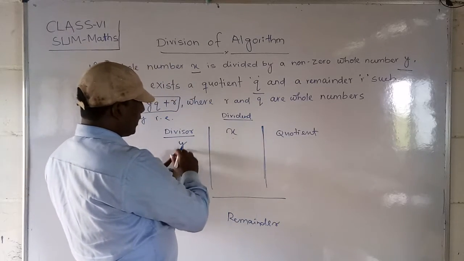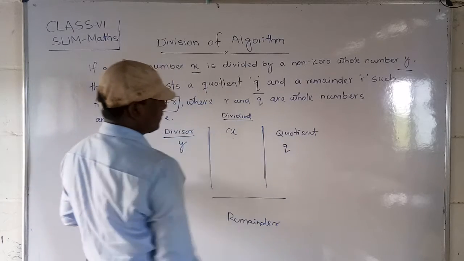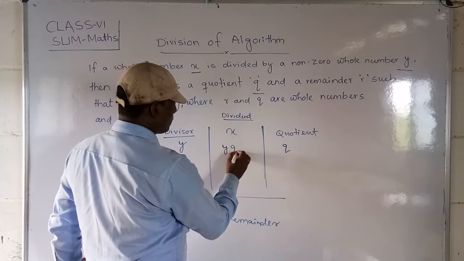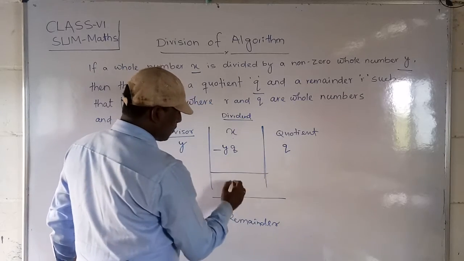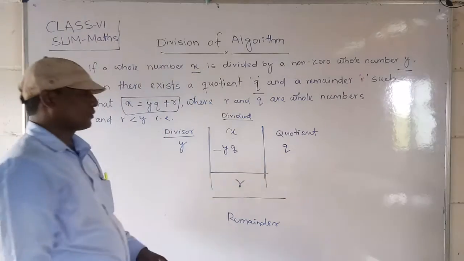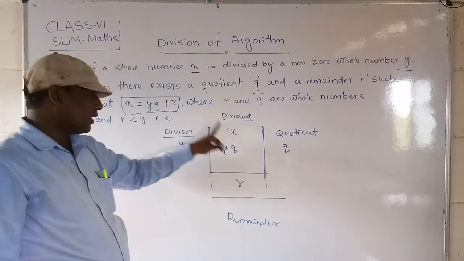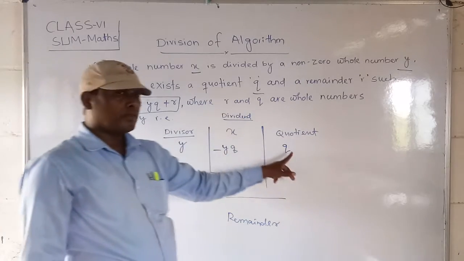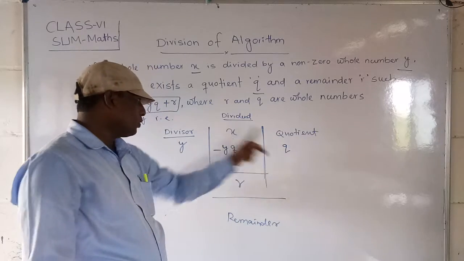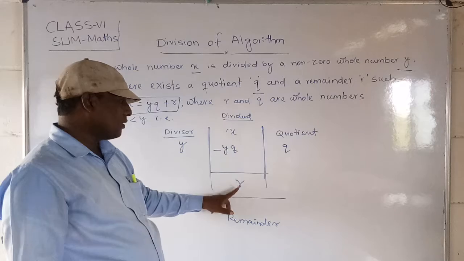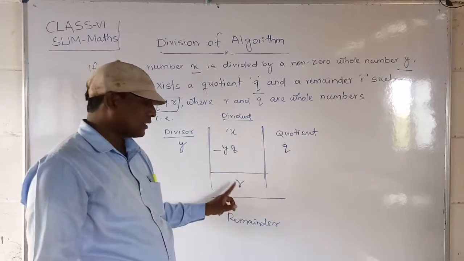X is divided by y, we are writing, that is the quotient. Y into q is equal to yq. This subtraction, whatever it comes to, that is the remainder. Okay, friends? X is one whole number and we are dividing by y, that quotient will come as q. And y into q we are writing here, then x minus that, the subtraction we are doing, that is the remainder. Okay, which one is called a remainder.